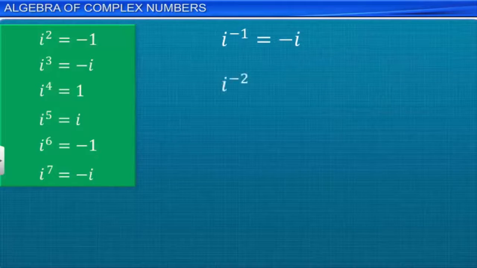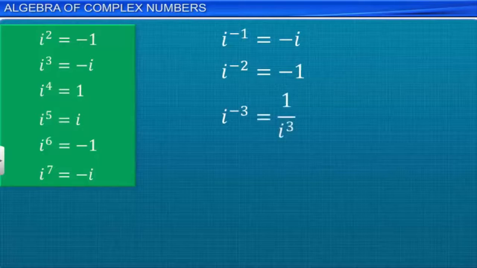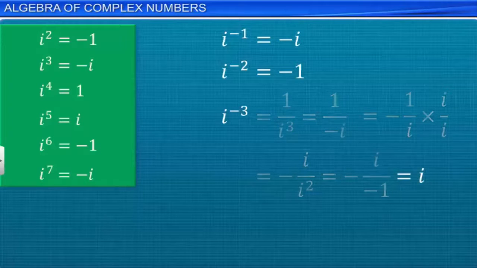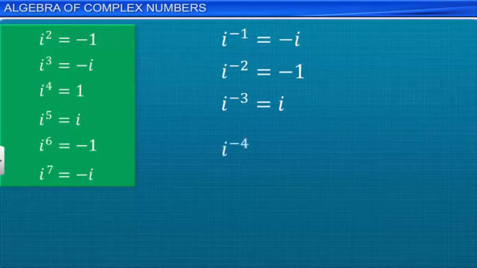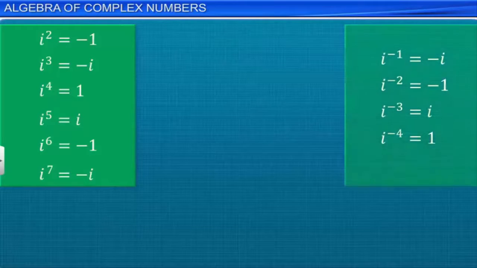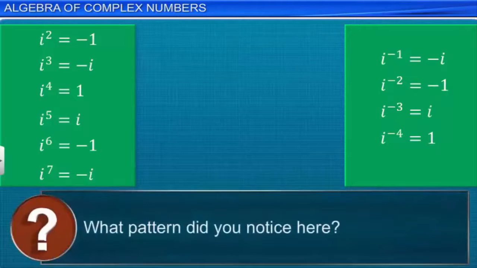i raised to the power minus 2 is equal to 1 divided by i squared, which is equal to minus 1. Similarly, i raised to the power minus 3 is calculated as i, and so on. What pattern did you notice here?